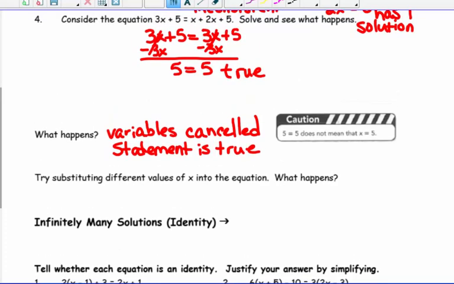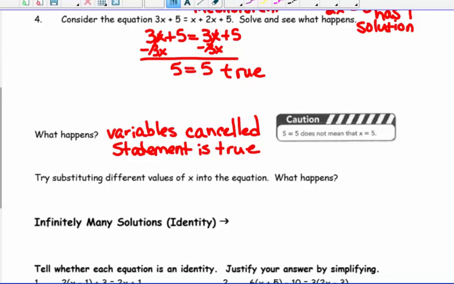Try substituting different values of x into this equation. What happens? Okay, I'm going to pick x as 2. So 3 times 2 is 6. 6 plus 5 is 11. 2 plus 2 times 2 is 4. 4 plus 2 more is 6 plus 5 is 11. It works with 2. What if I put in a third? 3 times a third is 1. 1 plus 5 is 6. A third plus 2/3, that makes 1. 1 plus 5 is 6. Hey, fraction works. 2 worked.